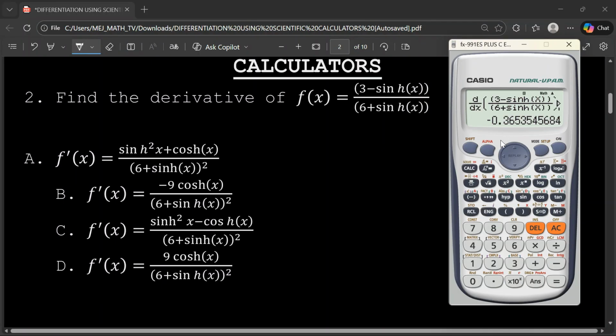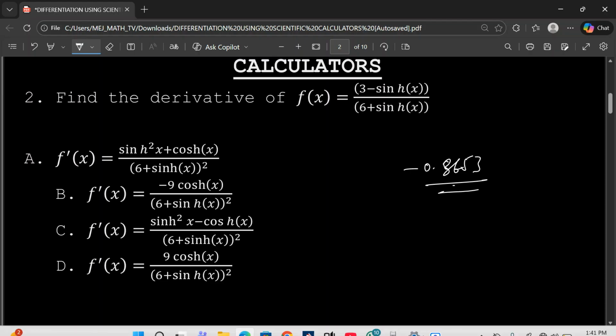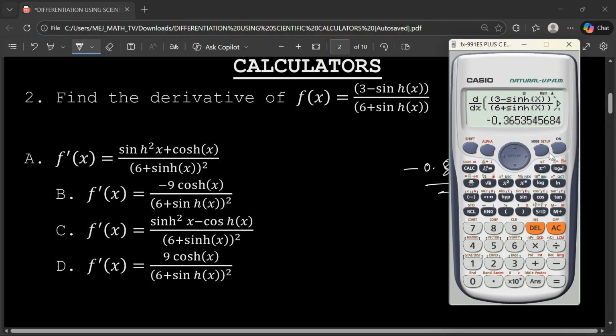So anytime you pick the point and you enter and it is a max error, then you should just change the point. It means that it is not part of the domain. So at this point, we are having negative 0.3653 as our answer. And so we are going to test these options. Remember, we have stored x as 2, and so in this case, it still works.